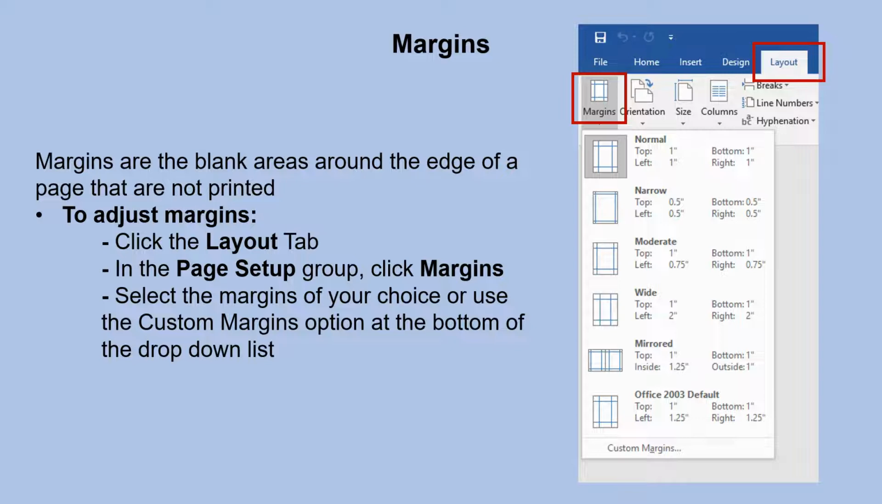Margins are the blank areas around the edge of your page that are not printed, and no text goes into them. So you can choose how you want your margins to appear. If you click on the Layout tab in the Page Setup group, click on Margins and select the margin of your choice from the drop-down, or choose the custom margins option at the bottom of the drop-down list. As you can see, there are several different options for how you want the margins to look.